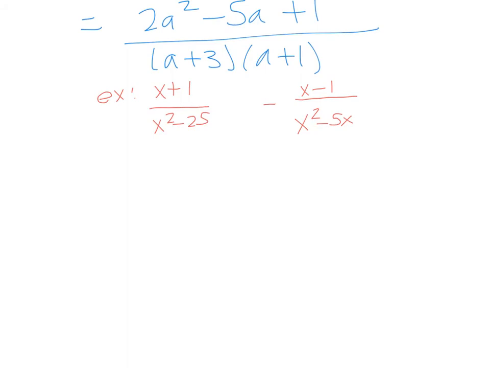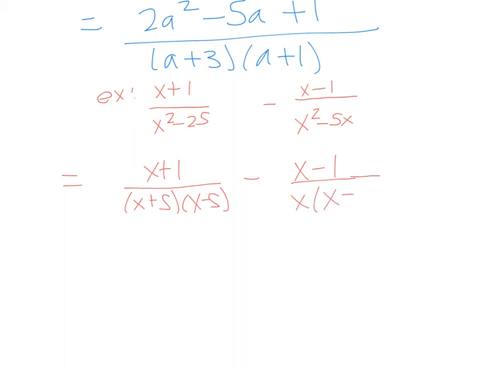Now let's look at subtracting rational expressions. We're going to find a common denominator again. So factoring that first denominator, we get x plus 5 times x minus 5. And so we have x plus 1, and then minus x minus 1 over factoring. We bring out the common factor of an x, and that's times x minus 5. So they share the factor of x minus 5, so we don't need to multiply at all by that.